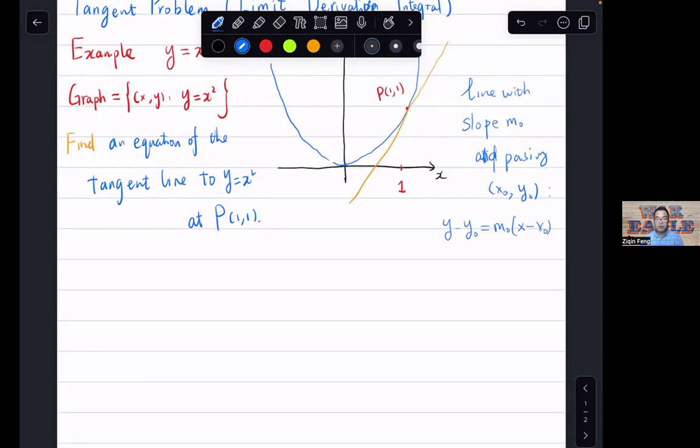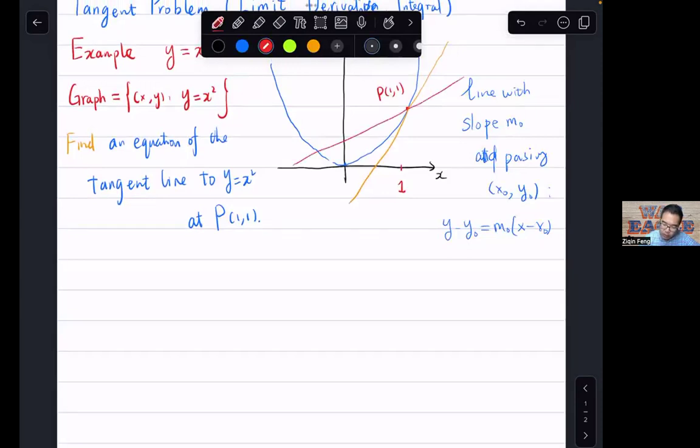Here we are given one point, which is 1, 1, but we don't know the slope. Now, how do we figure out the slope? Normally, to figure out slope, you need two points: the difference of y values over the difference of x values gives the slope. But here we don't have the other point. So how do we get our slope? We don't have the actual point, but we do have other points on the curve. So you can always sketch a secant line. Let's use red for our secant line here.